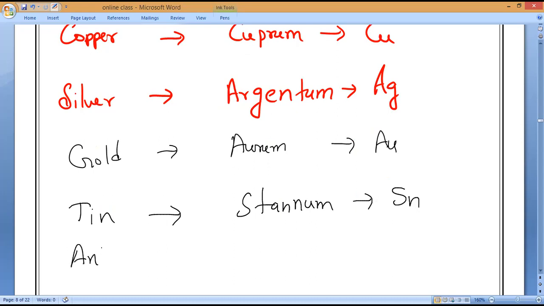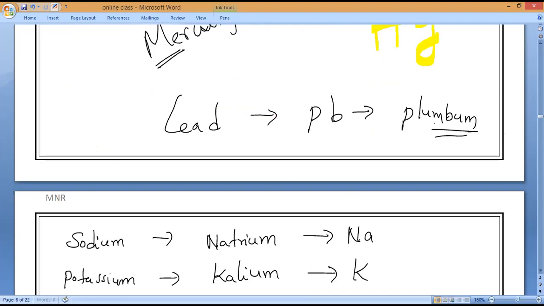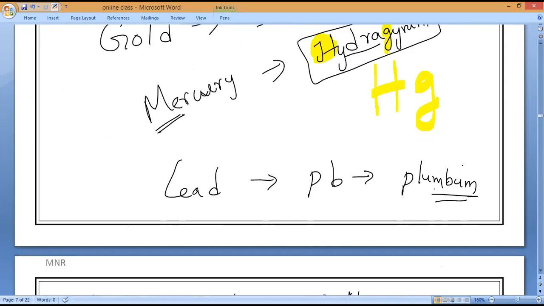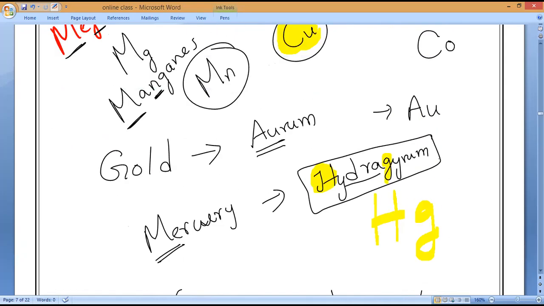Same way antimony, stibium. The symbol is Sb. So mercury, what is the mercury symbol? Lead symbol, what is the lead symbol? Up above I have already written. Lead symbol is what? Everybody, plumbum. That is why Pb. And same way mercury, hydrargyrum. That is why Hg. So these are the English names, but the symbols are taken from the Latin names. That is what you have to remember.